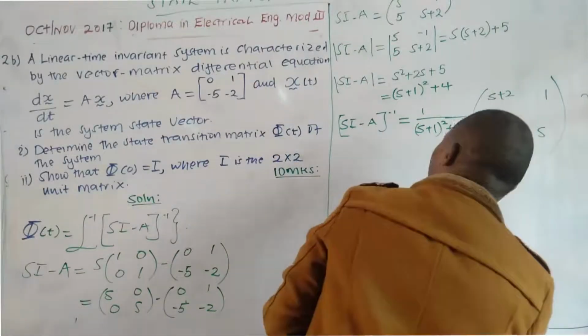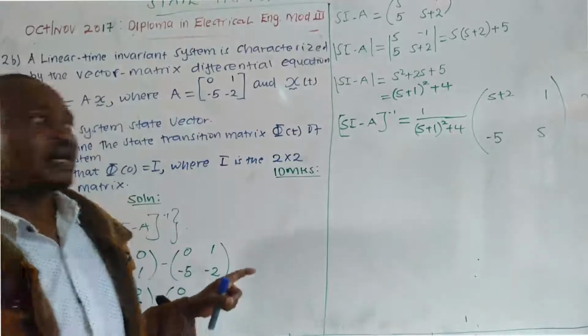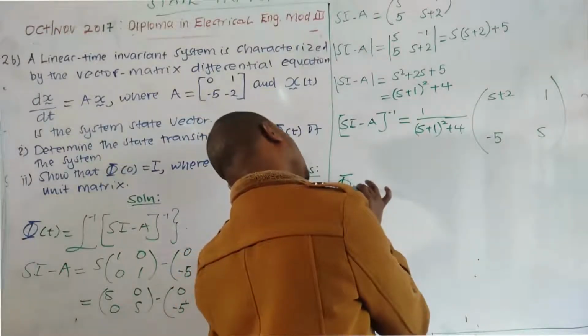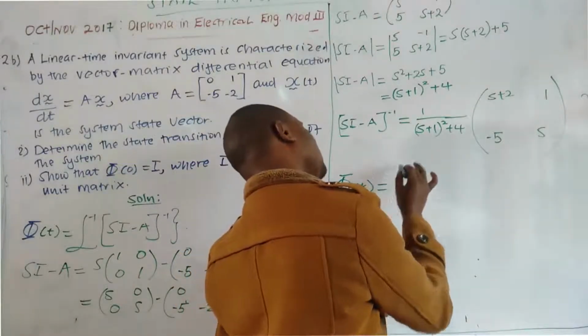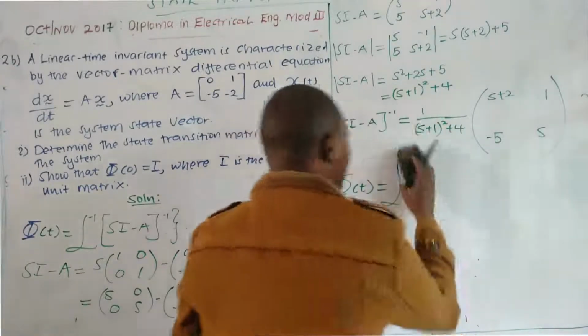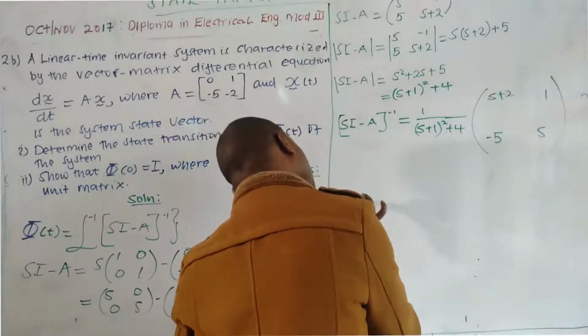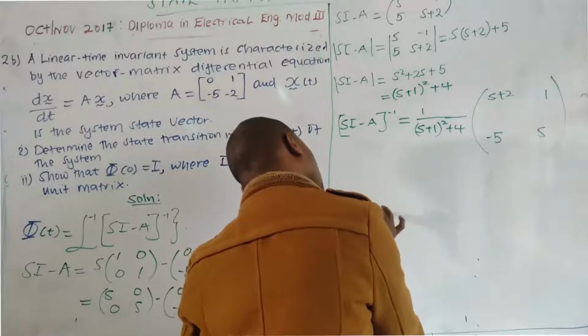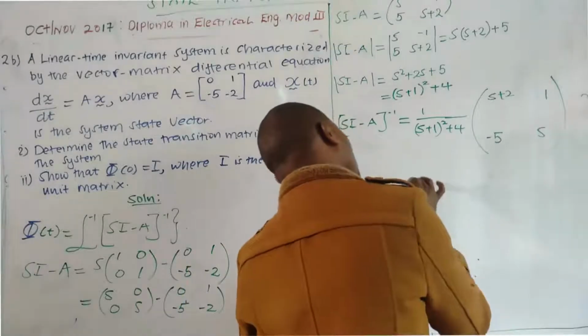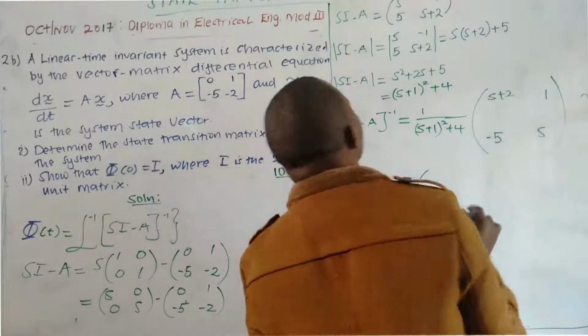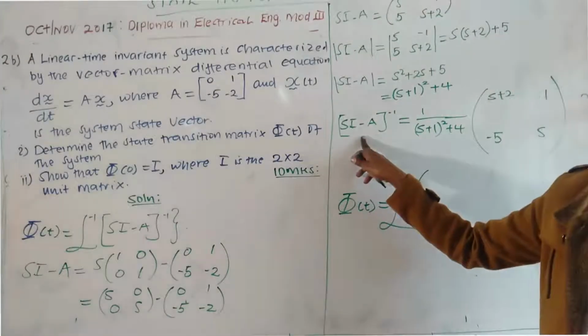The next step is to get the inverse Laplace transform. Remember we said the state transition matrix phi of t is equal to the inverse Laplace transform of the inverse matrix.